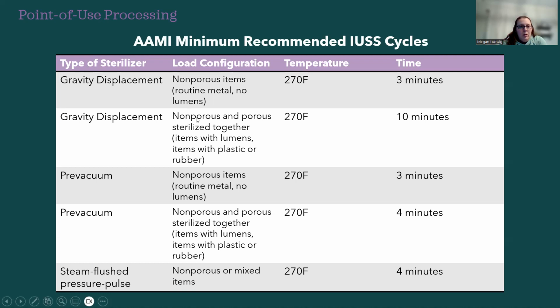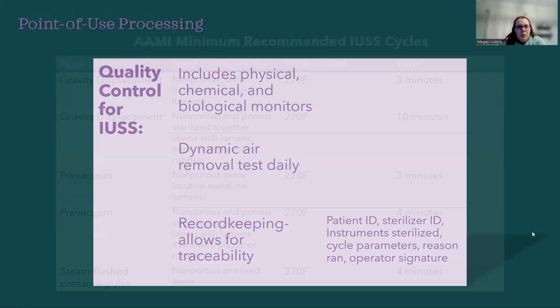So if it's non-porous and porous together, like a plastic or a rubber item, or with a lumen, that's a key, like your Fraser section, it goes up to 10 minutes. Okay, similar to pre-vacuum, except with the porous, non-porous, or lumen, it's only 4 minutes. So other than that, it's pretty similar. And then your steam flush pressure pulse is just 4 minutes as well. So I would highly recommend memorizing those.